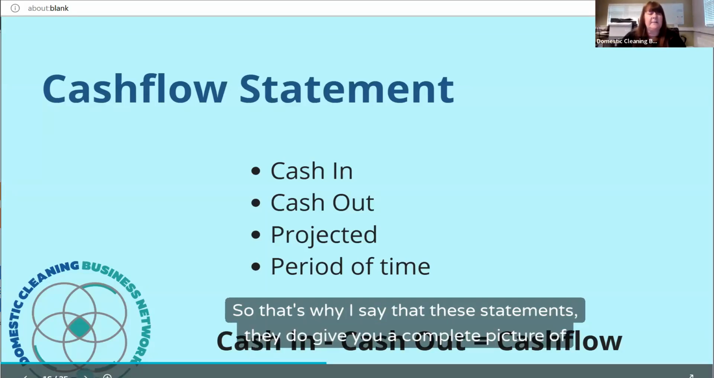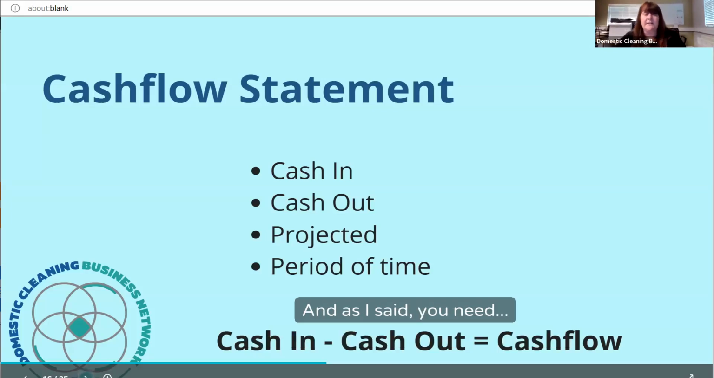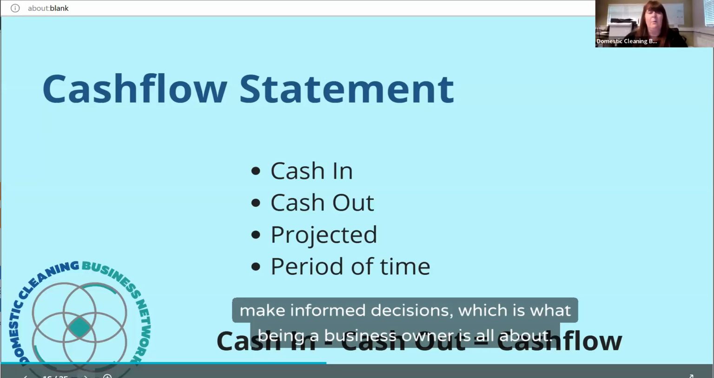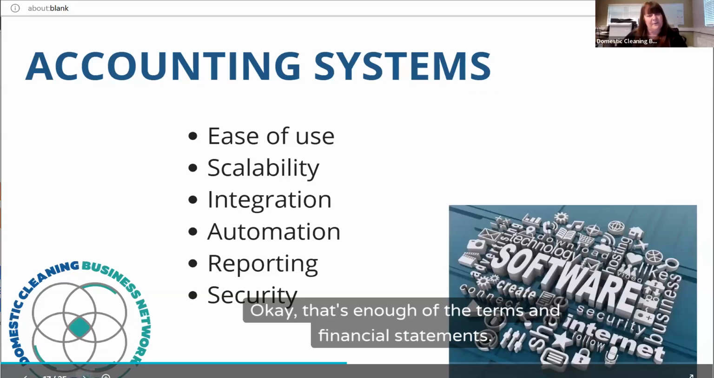So that's why I say that these statements, they do give you a complete picture of your business health. And, as I've said, you need to know the financial state of your business because it will help you make informed decisions, which is what being a business owner is all about. Okay, that's enough of the terms and financial statements.